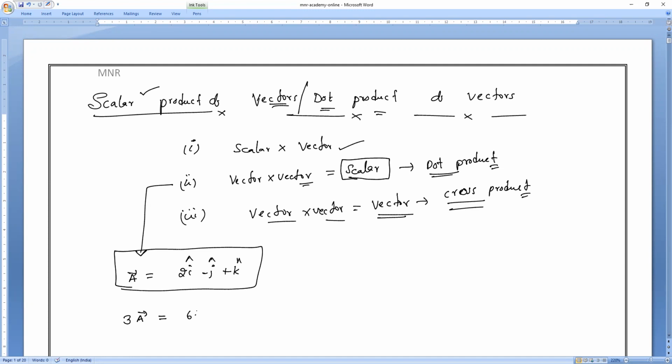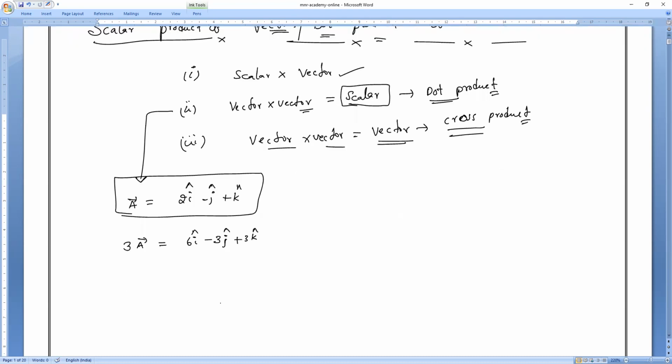3A vector is equal to, what will come? 6i cap minus 3j cap plus 3k cap. Yes or no? So 3 is actually only a magnitude, it is a scalar, and this other part is actually a vector. Do you understand, all of you? So let me consider this as vector A and this 3A vector I will consider as B. Now you tell me what it will come.